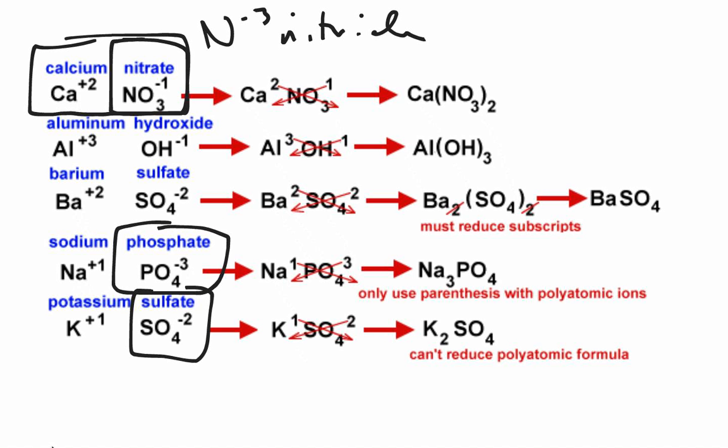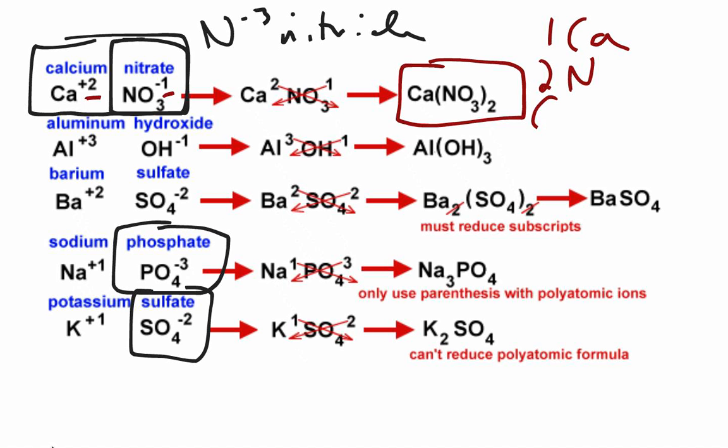Now though, let's look at how their charges are crossed. Notice we have a +2, -1, so we cross those charges, we get Ca(NO3) with a 2 outside of the parentheses. Again, what that means in this compound is there's 1 calcium, there's 2 nitrogens, and there's 6 oxygens. And the name is just the 2 parts together, calcium nitrate.